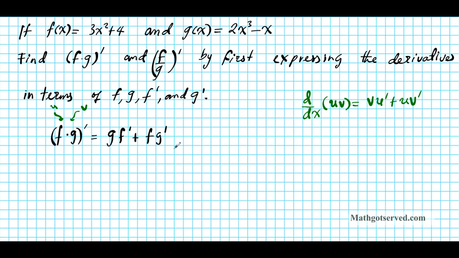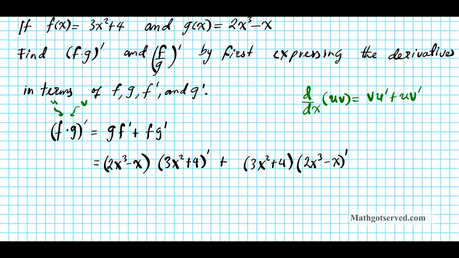I like to write it like this because it helps me remember the quotient rule. Okay, so now we've done the first part, expressing it in terms of f and g and their derivatives. Now let's actually find the derivative. So g is 2x to the third minus x, as indicated here, times the derivative of f, so it's going to be (3x squared plus 4) prime, plus f, which is 3x squared plus 4, times the derivative of g, which is (2x to the third minus x) prime.